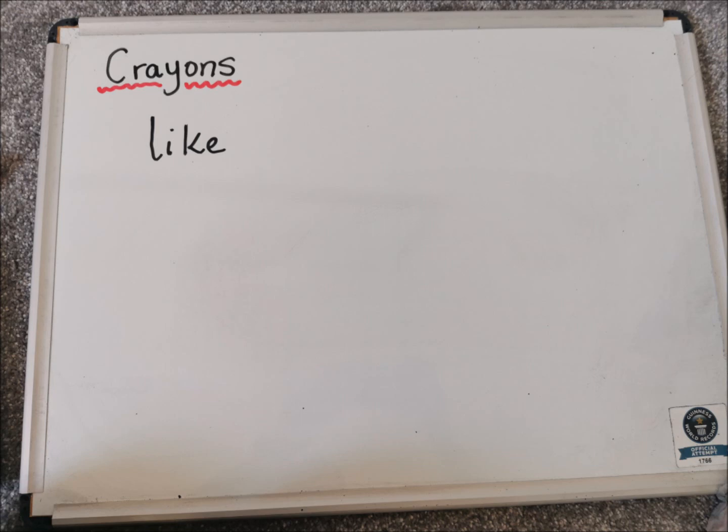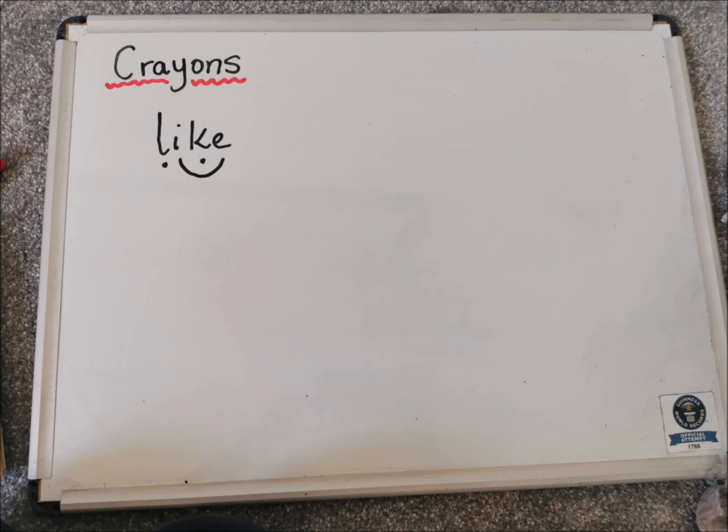This is a common word that we will use quite often in our writing, and we'll use it when we're reading as well. So if we think about how we diacritically mark like, the L is a sound on its own. The I sound comes from the magic E, so we draw a line between the I and the E. And then we've got the K sound in the middle there, so we just put a dot under K. So like is our first word.